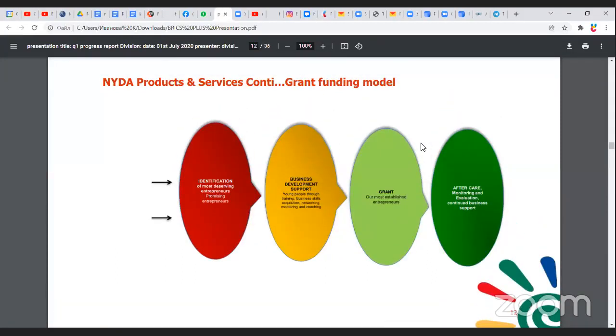Once we've provided the grant, we'll also do what is called aftercare. Aftercare we provide for a period of 2 years. In this period, we'll do monitoring and evaluation to see how the business is growing. We'll also continue to provide business support so that we don't just provide the grant and leave you like that, but provide the necessary support that is required for the business to grow. You can go to the next slide.